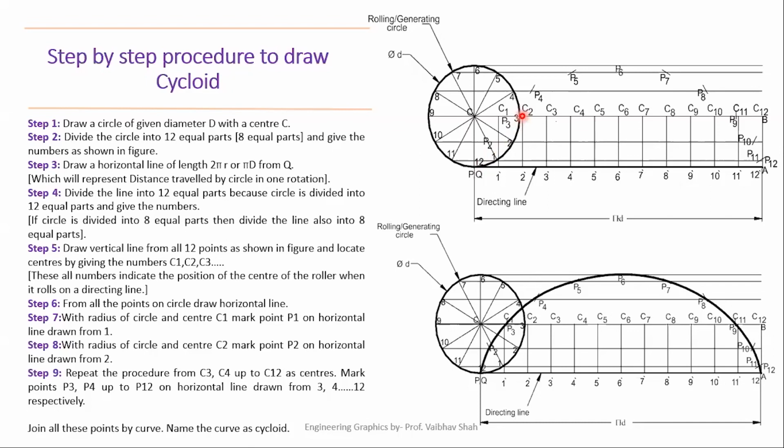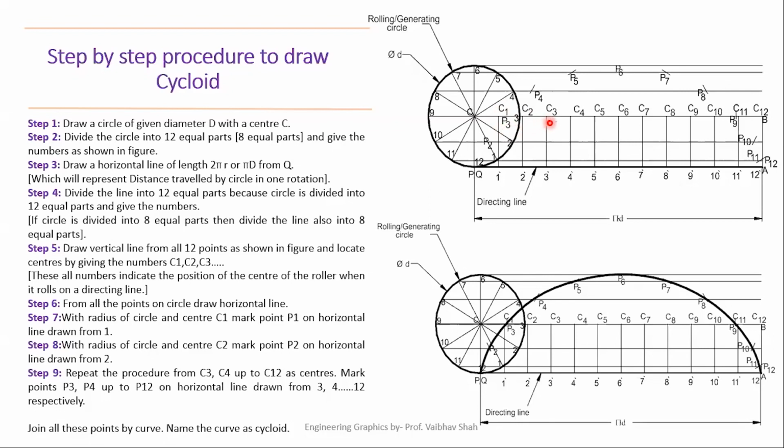After that, select the center C2. You have to cut the line of 2, or the line passing from your point 2. So put your rounder at C2 now and try to cut this line of 2 somewhere here to get this point P2 on your line of 2. Now go to center C3 with the same radius of your rolling circle. Put your rounder at C3 and try to cut your line of 3. So this is the line of 3, which is also a center line. So try to cut this line somewhere here. So you will have this point as P3.